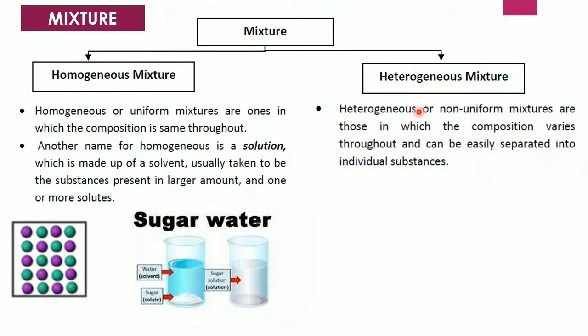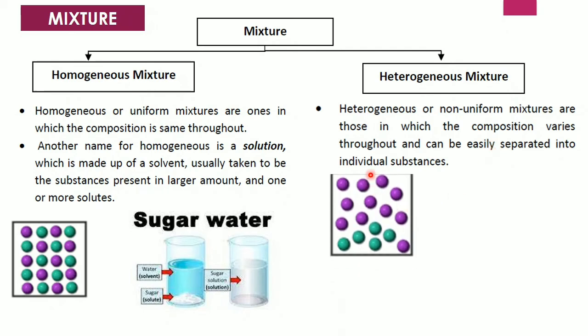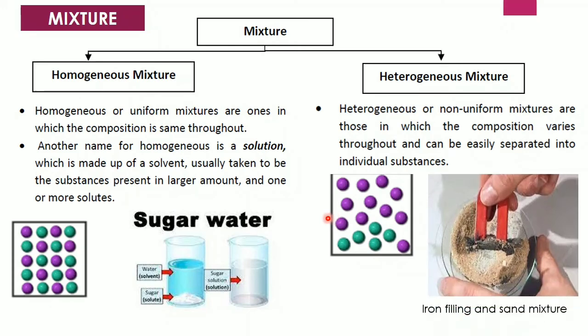And next one, a heterogeneous mixture, is a non-uniform mixture where the composition varies throughout and the components can be easily separated into individual substances. It means that the distribution of the components is not even. You might see two layers or two phases in a heterogeneous mixture. These are the arrangement of the atoms in a heterogeneous mixture. You can see here there are more blue atoms at the bottom of the purple atoms. For example, iron filings and sand are a type of heterogeneous mixture. We can see clearly with our eyes that there are two different components in the mixture, which we call heterogeneous.